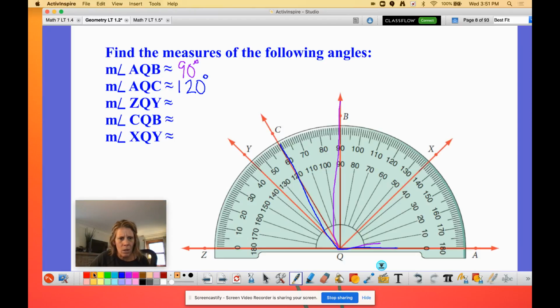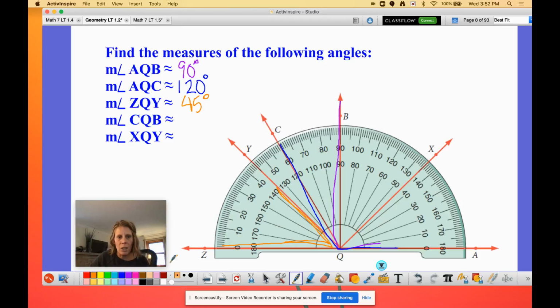Next one, ZQY. ZQY, this angle right here. So now we're counting up this way. It's not this really big obtuse angle. It's this acute angle. So that's less than 90 degrees. So now this time we're using the top numbers, and it's about 45 degrees.